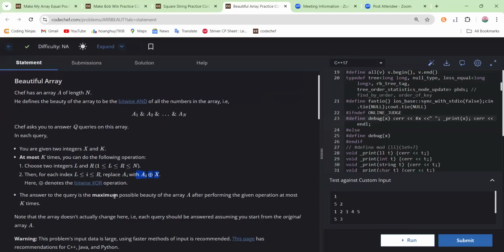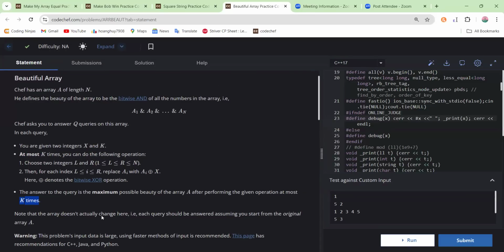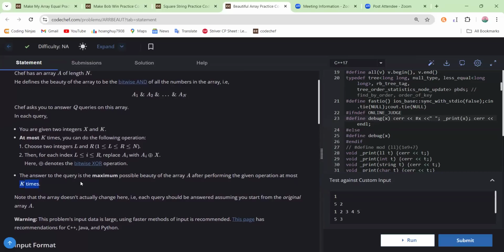The answer to the query is the maximum possible beauty of the array A after performing the given operation at most k times. That is, this is one operation: you are choosing a substring from L to R and doing the XOR operation of every number in the substring L to R with X. You know that this array does not actually change. That is, for every query, you have the original array with you. So for every query, you need to answer originally.